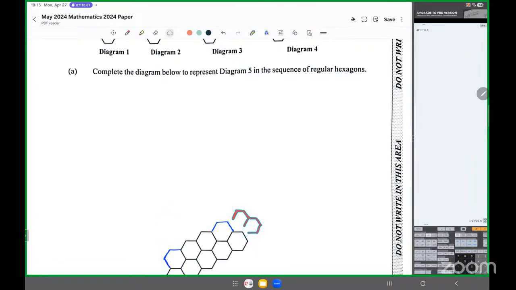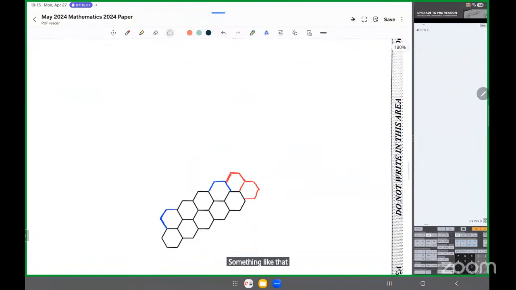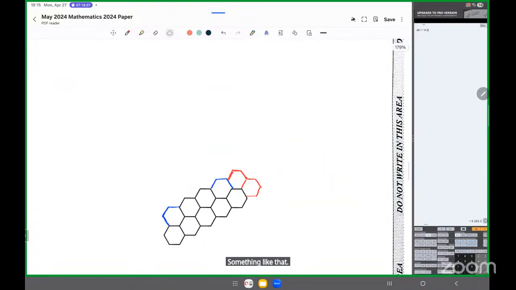Oh, looks like the size is different. Okay. The size is different. I'm just going to make it a little bigger. Something like that. The size is just different. It's different, bigger down here. There you go.